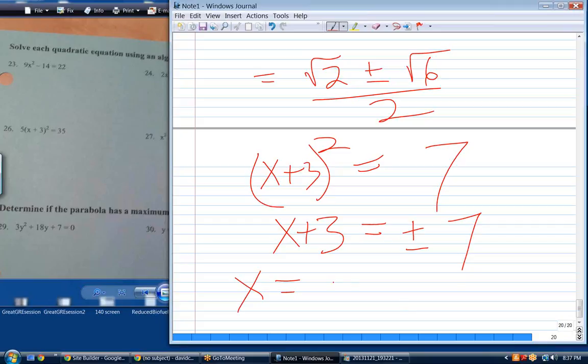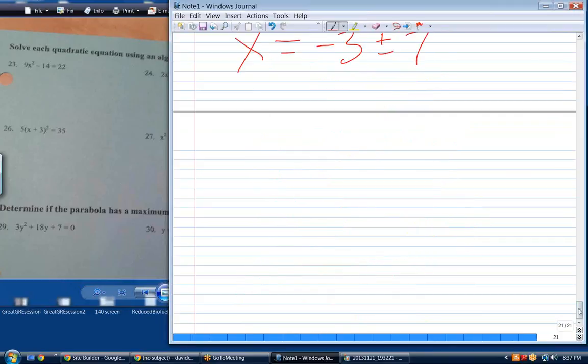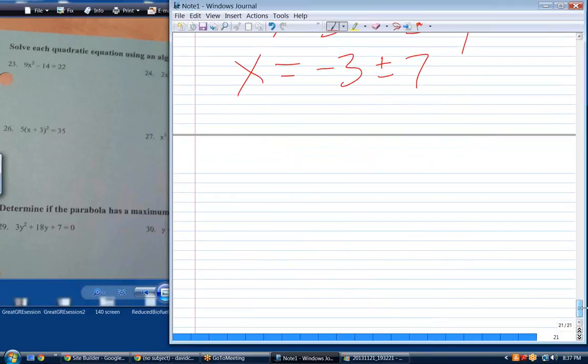X equals plus or minus 4. Well, let's do it in 2 steps. We have minus 3 plus or minus 7. Now let's figure out what both answers are. One answer is x equals minus 3 plus 7, which is 4. The other answer equals minus 3 minus 7, which is minus 10.